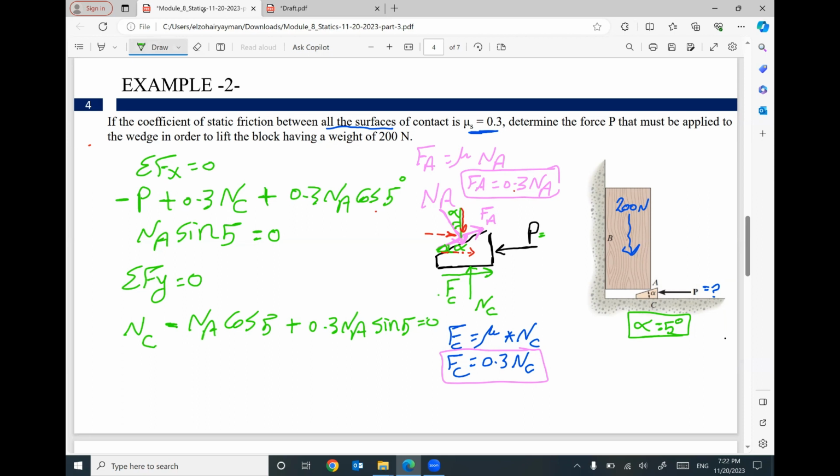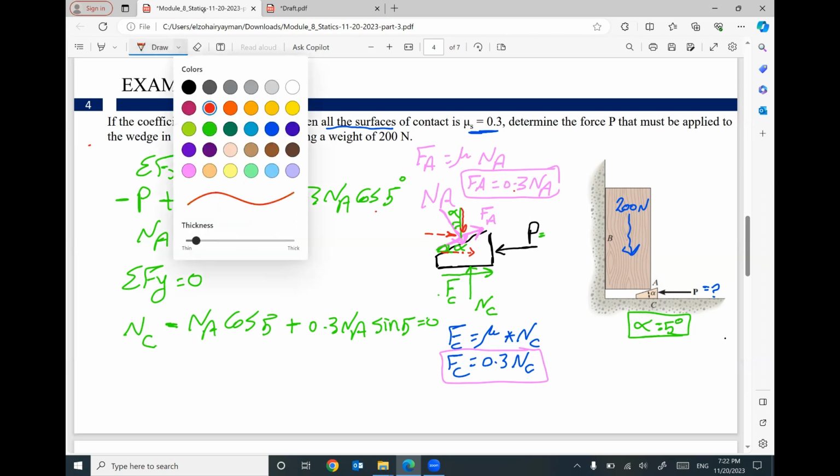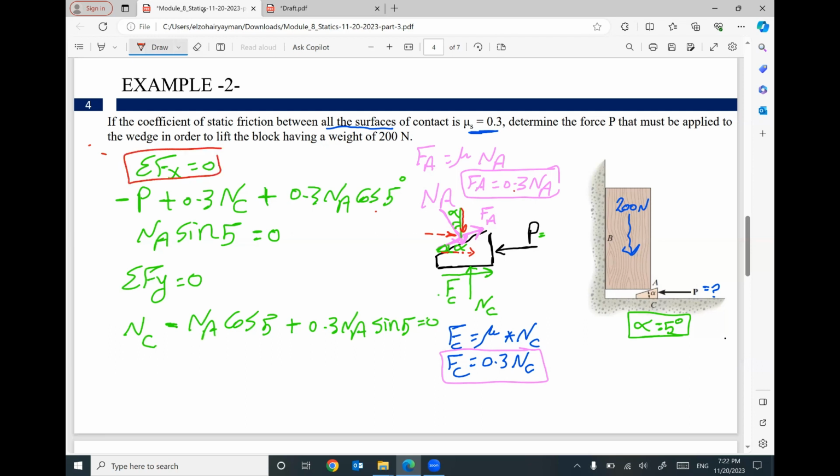So I applied the two equilibrium equations, summation f of x equals 0, summation f of y equals 0 for the wedge. So the first step, I draw the free body diagram for the wedge. We have applied force. We have friction between the wedge and the ground surface. We have friction between the wedge and the block. And this friction will equal mu times capital N.